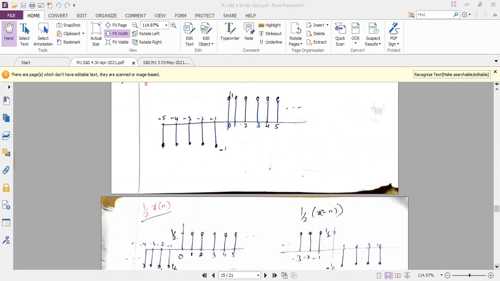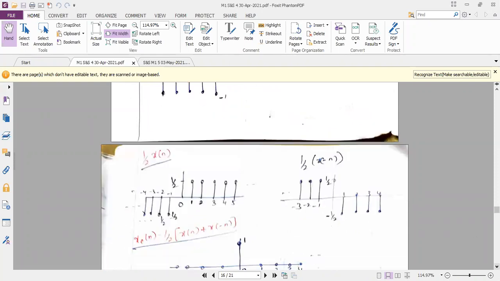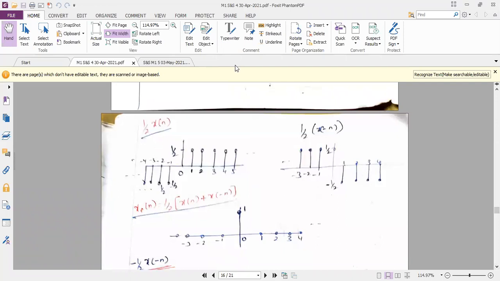Now can you try 1 by 2 x of n by yourself? You know what will be the change? 1 by 2 x of n. What is the change? You can see, amplitude. Yes, amplitude. Very good. So the amplitude is now, for the positive y-axis, 1 by 2, and for the negative y-axis, minus 1 by 2, because in the given question it was plus 1 and minus 1 respectively. So it is changed like this now.